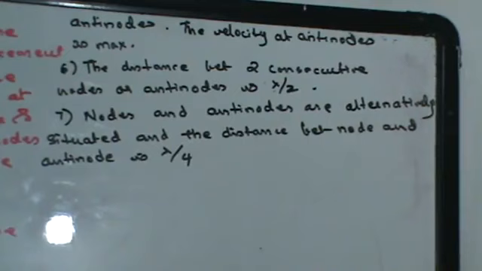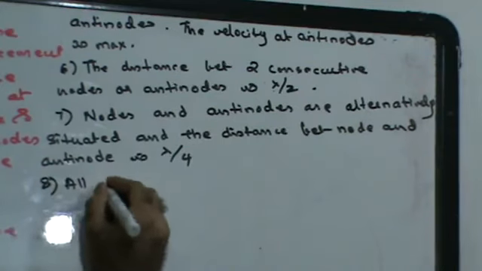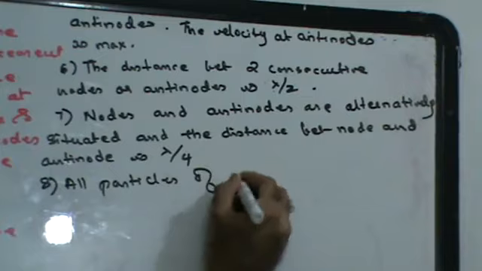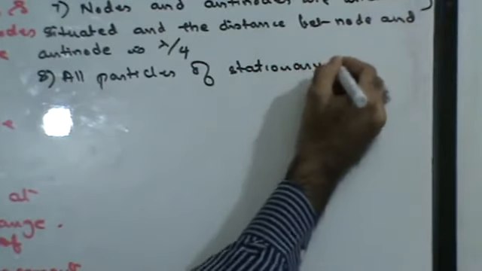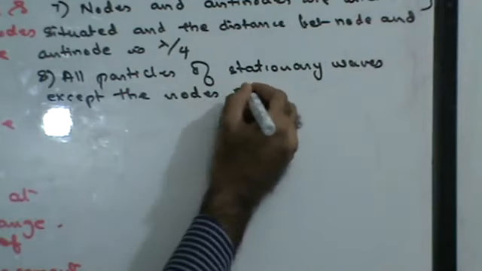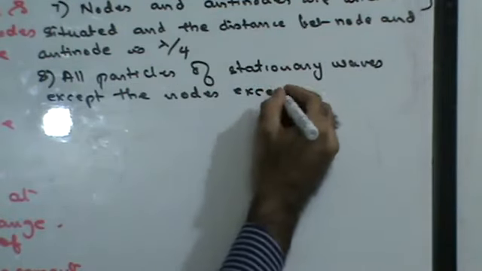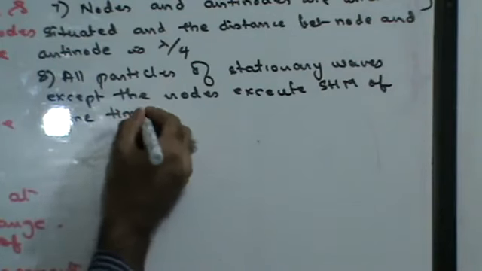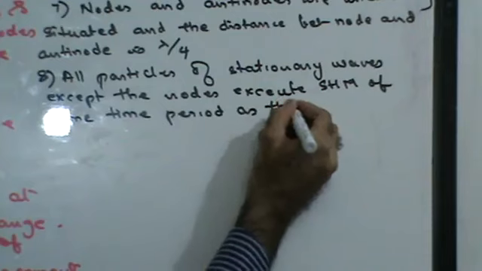Fine. Those are the characteristics of a stationary wave, right? In a stationary wave, all the particles except the nodes execute SHM, and they execute SHM with the same time period as the component waves.